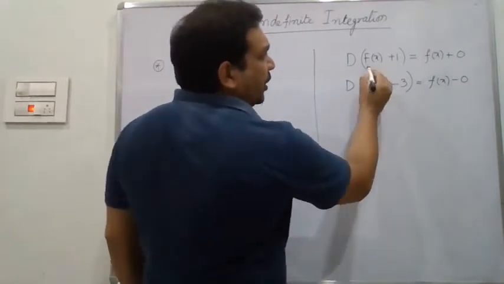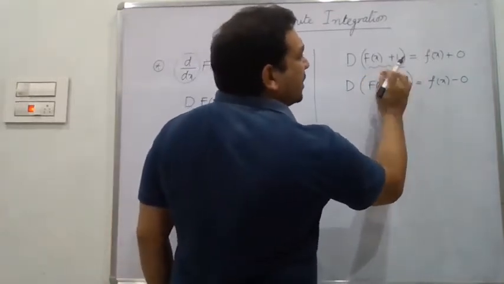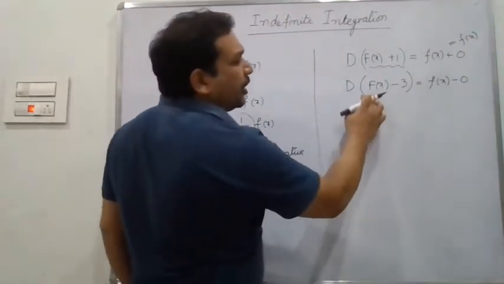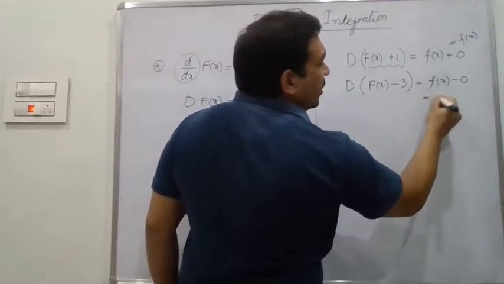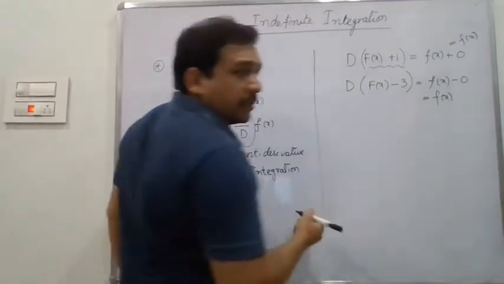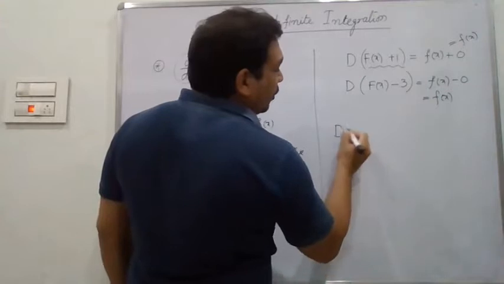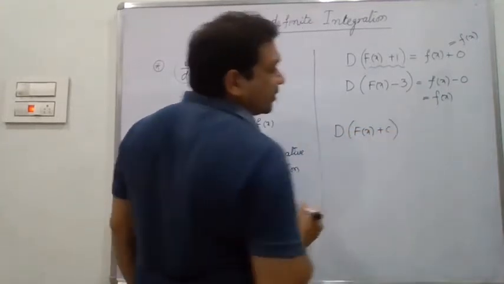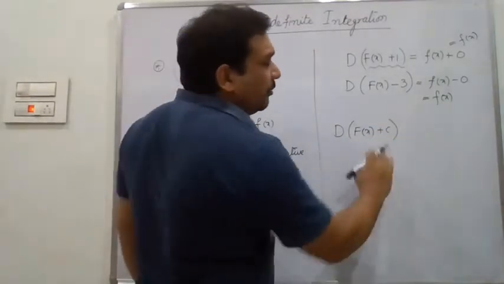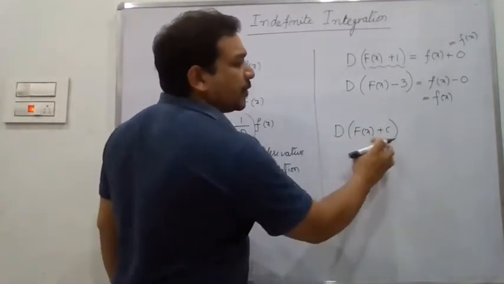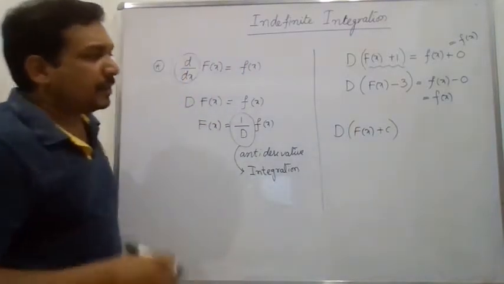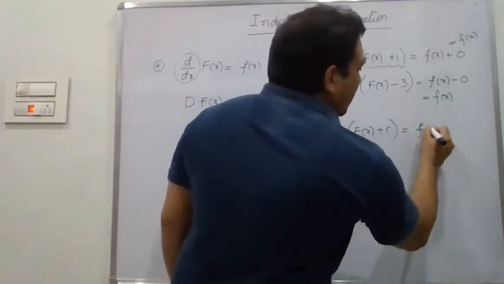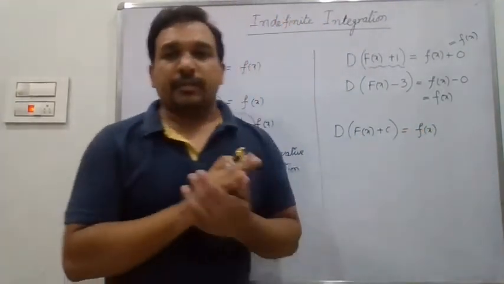Means if I do the derivative of capital F of x plus a constant, I get only small f of x. If I do the derivative of capital F of x minus a constant, I also get small f of x. Means if I do the derivative of capital F of x plus or minus any constant c, c may be negative also, then it will be minus constant. If c is plus, then it is a positive constant. So if I do the derivative of F of x plus c, then always I will get the answer as small f of x only.